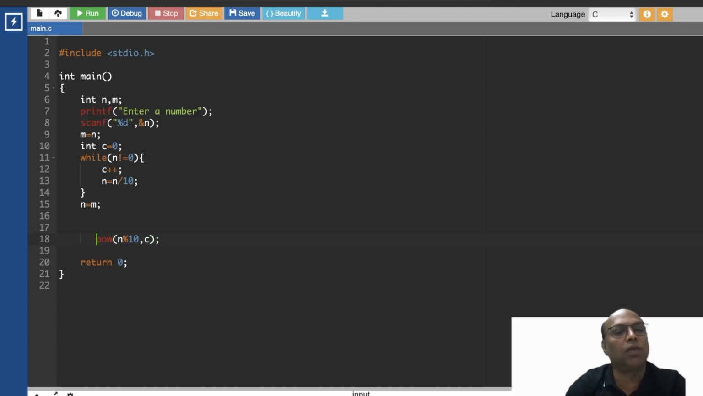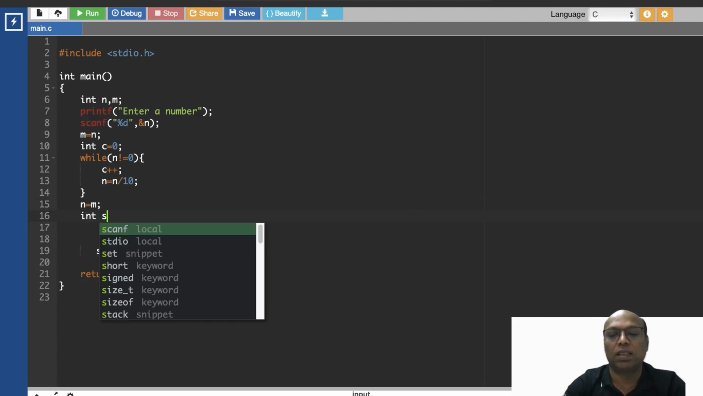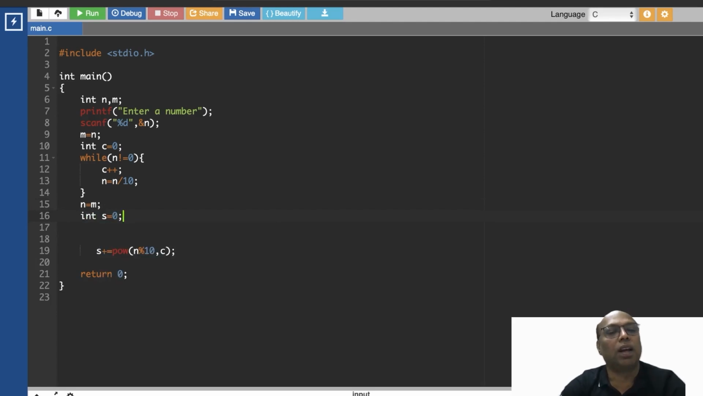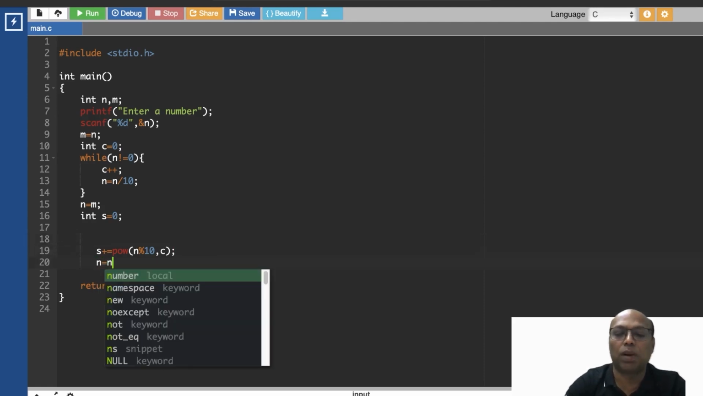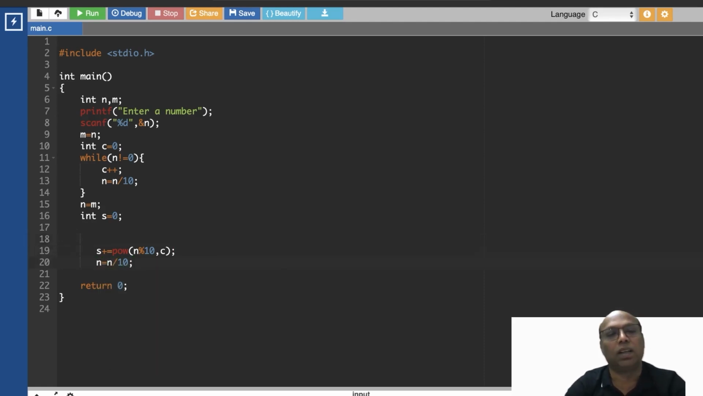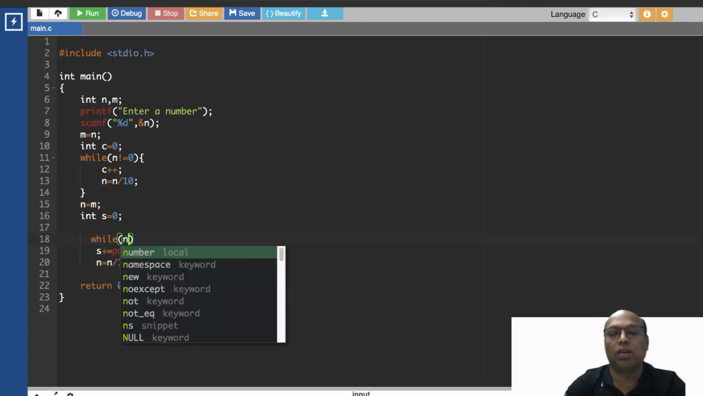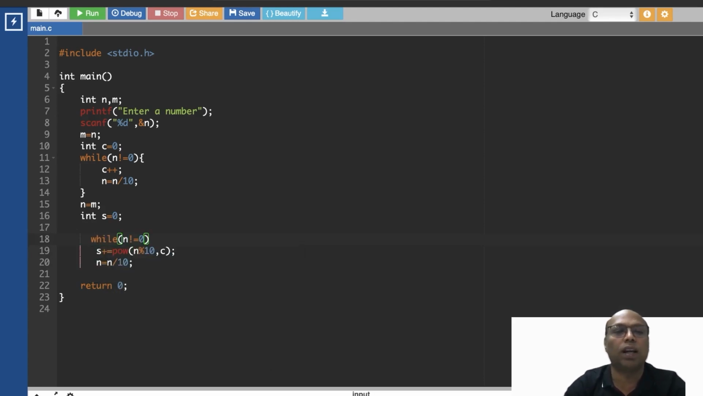Now you need to find the summation. S plus equal to, what is S? S is a summation, S is 0. Now what do I need to do after that? I need to cut the digit. How to cut? n is equal to n by 10. How long? While n is not equal to 0. Correct? And I'm going to go this way.